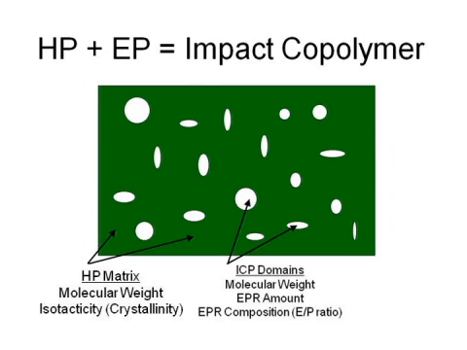PVC is a true amorphous material where you envision a number of different materials in the recipe being meshed together into the final batter, if you will. As you see in the diagram that's depicted here, there's a homopolymer matrix which allows us to adjust such things as molecular weight or isotacticity, or crystallinity for another word. There are also impact copolymer domains which allow us to adjust molecular weight, the EPR amount, or this ethylene propylene rubber content, and the ethylene propylene rubber composition or the E to P ratio.